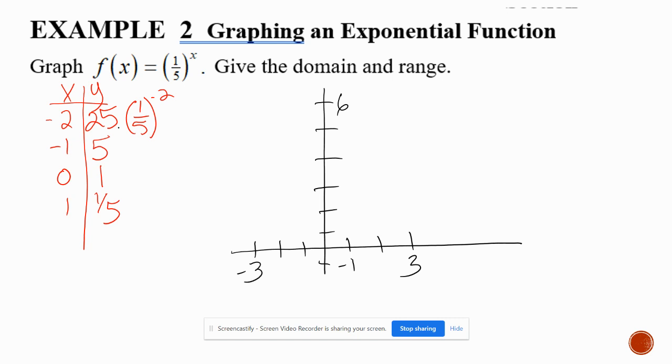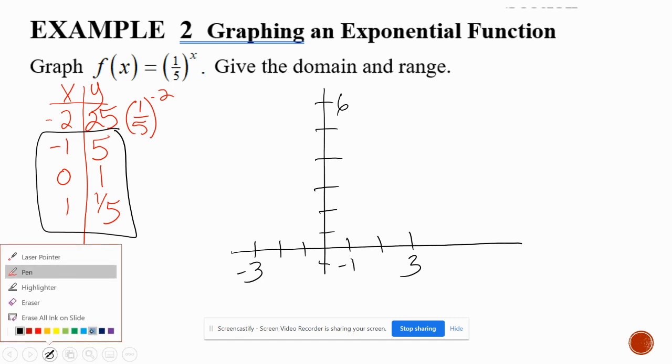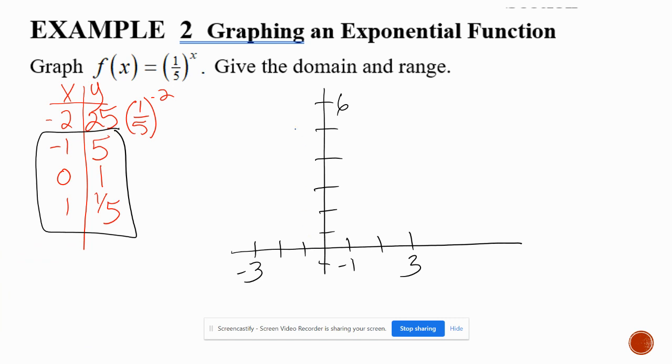And I'm only going to do these 3 just because I don't want to make a graph all the way up to 25. Let's be honest about that. And graphing this, I have 1, 5, 0, 1, 1, 1/5, or I'm putting a negative here for.